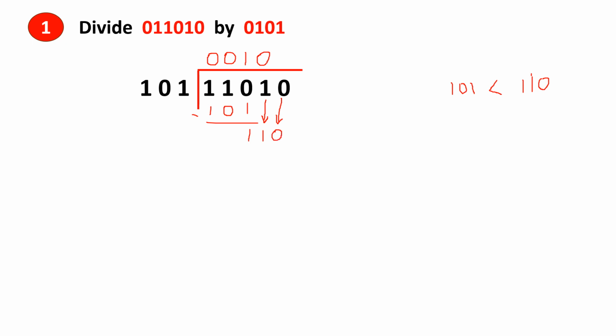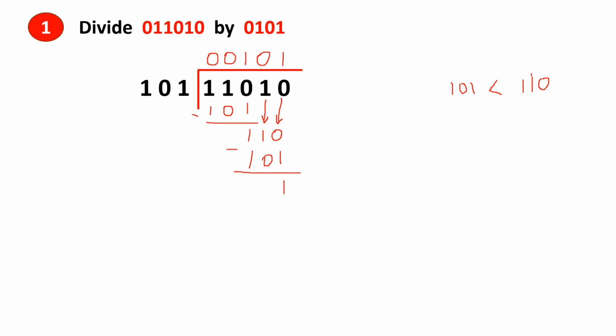Now compare 101 with 110. So in this case 101 is less than 110. So you will put a 1 here. So 1 into 101, we get 101. So now again subtract. So you get the answer 1.